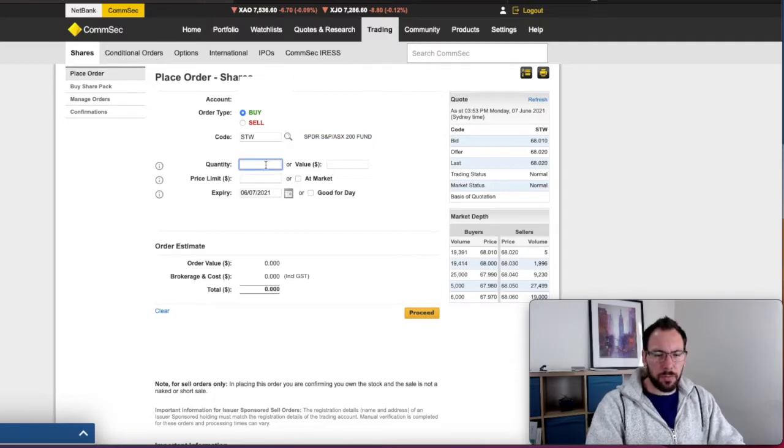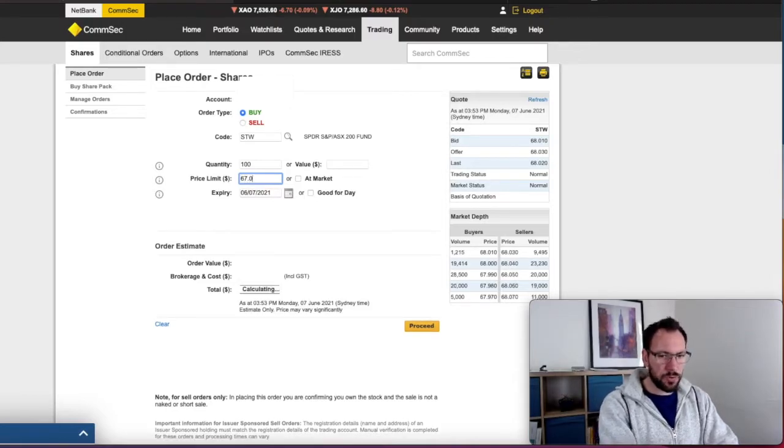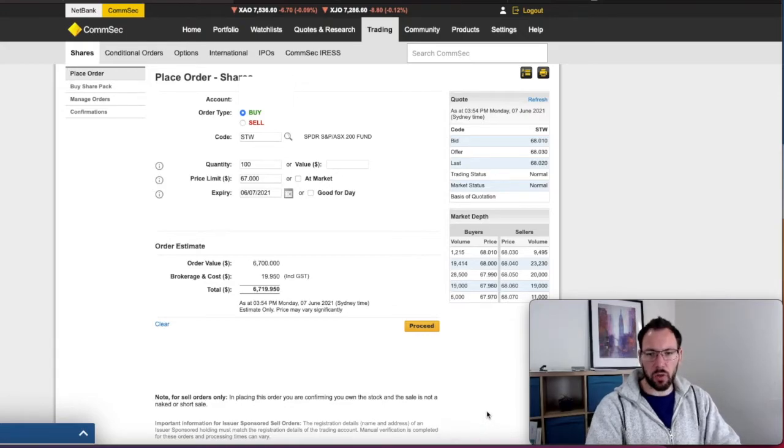And what I want to do here is just put in some dummy information. Let's say, for example, I want to go out and buy 100 shares, and I want to pay $67 for those shares. Okay. What the system is going to do here is put an order way down the bottom here, nearly $1 below the current price, for me to buy 100 shares.